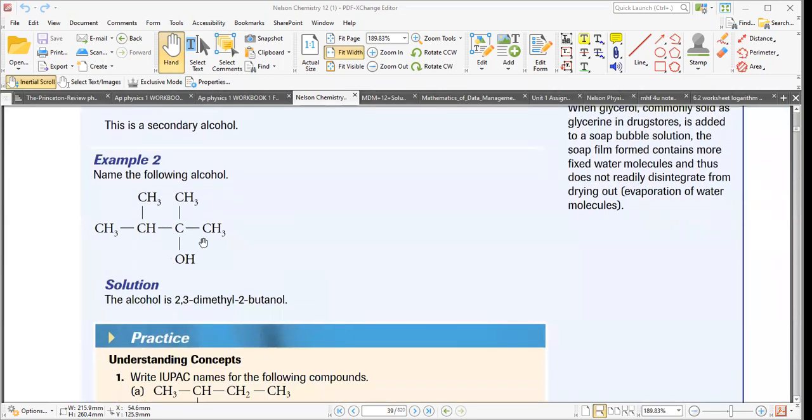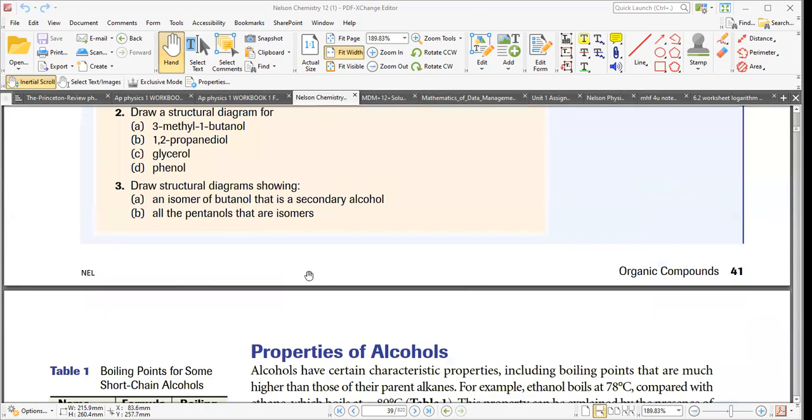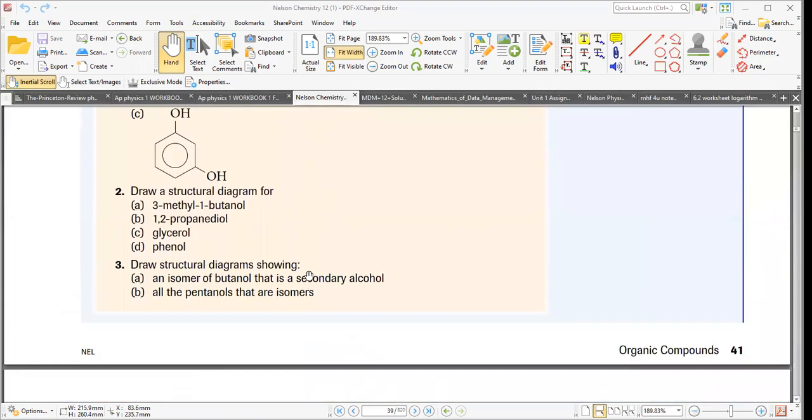Name the following. See the main chain, 1, 2, 3, 4, 4 carbons in the main chain. So butanol. On the second carbon you have OH, so we're going to 2-butanol. On the second carbon and third carbon, there is a branch, 2,3-dimethyl. So this is page 41, questions 1, 2, 3.